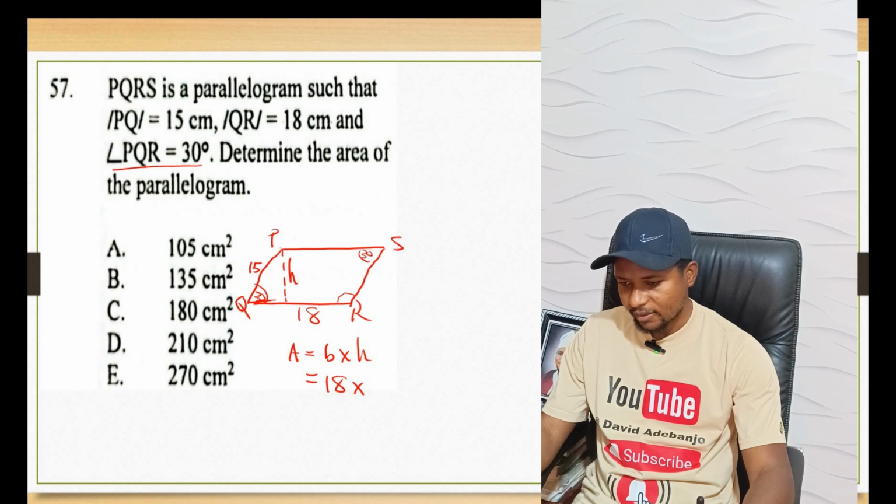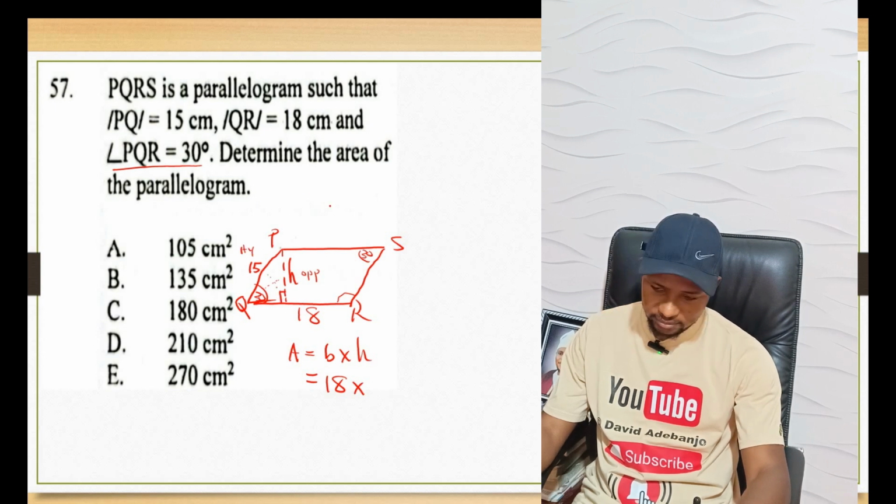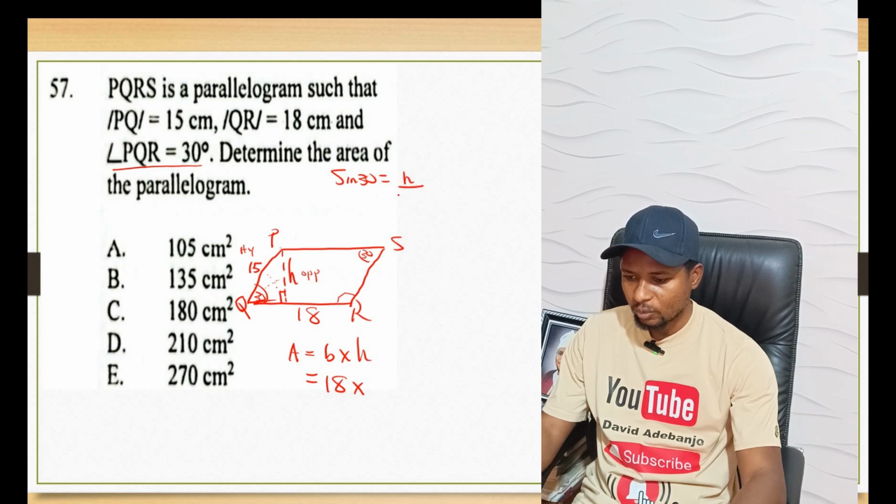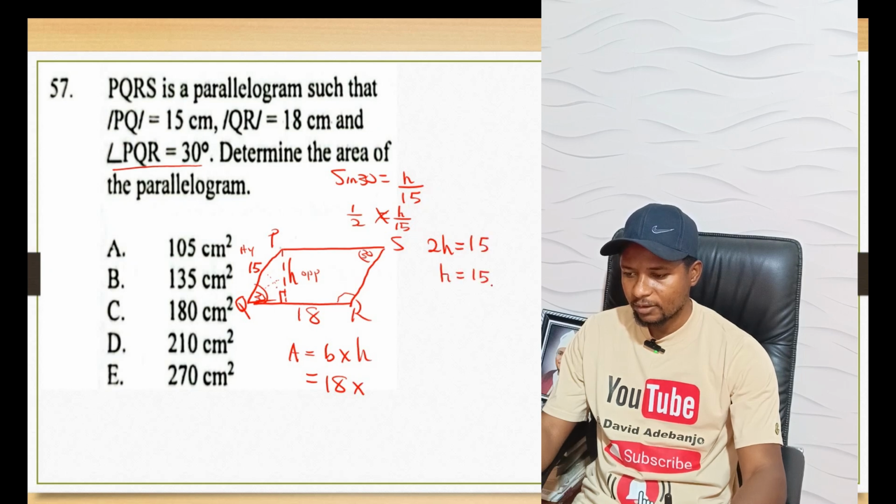So how can we find this height? Look at this 30. This is the opposite, and this is the perpendicular height. This will be the what? Hypotenuse. So we're still using SOHCAHTOA, and in SOHCAHTOA, we're using sine. So sine 30 equals opposite to 30, H, over the hypotenuse, 15. Sine 30 is 1 over 2, equal to H over 15. Cross multiply. You have 2H equal to 15, and H will give you 15 over 2.